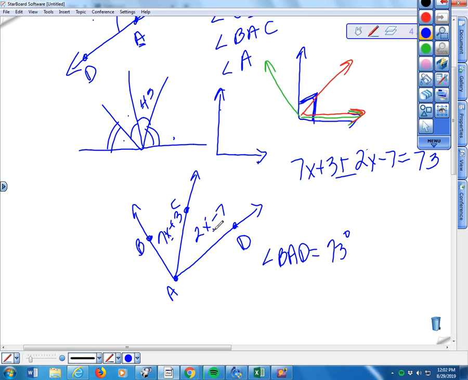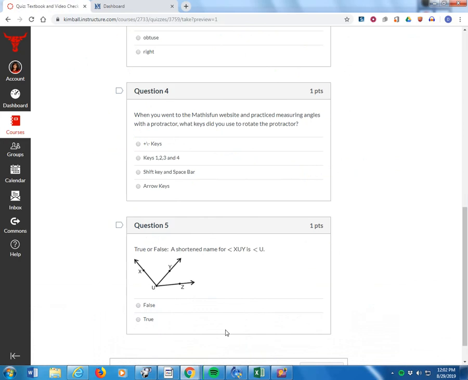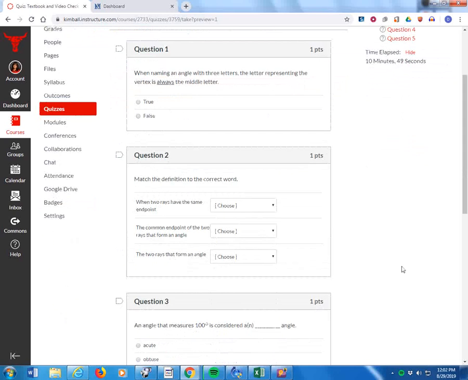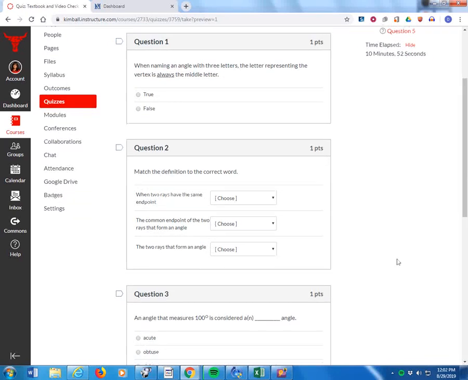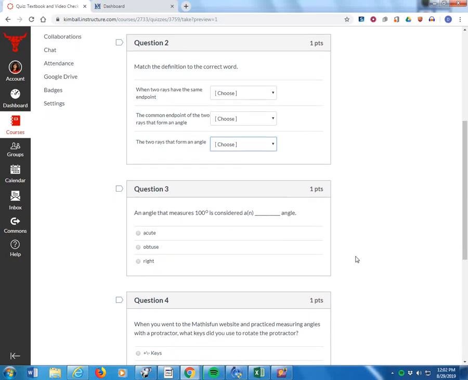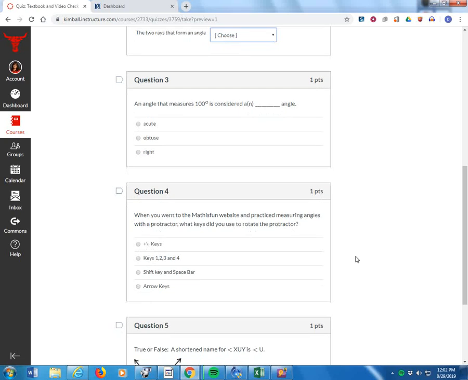Okay, let's go through the textbook check real quick. Make sure I covered everything. So when naming an angle with three letters, the letter representing the vertex is always the middle letter. True. Match the definition to the correct word. When two rays have the same endpoint, it's called an angle. The common endpoint of the two rays that form an angle is called the vertex. The common point where both rays come in together. And then two rays that form an angle are called the sides of the angle. The sides. Okay? An angle that measures 100 degrees is considered an obtuse angle because it's greater than 90.